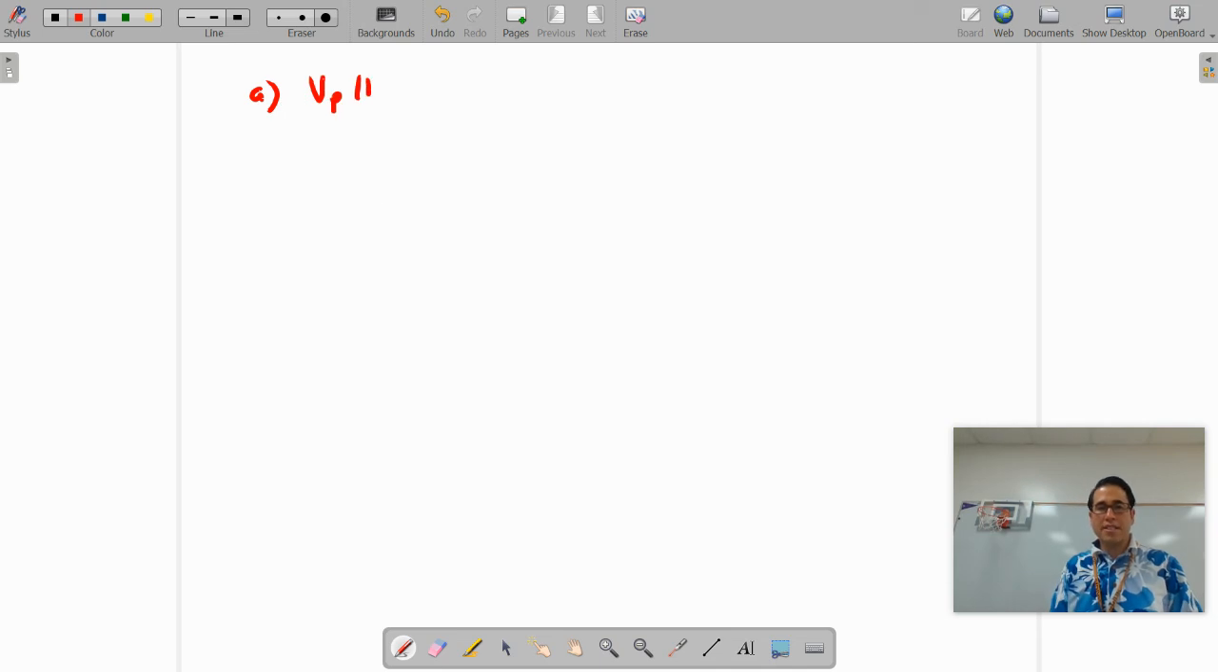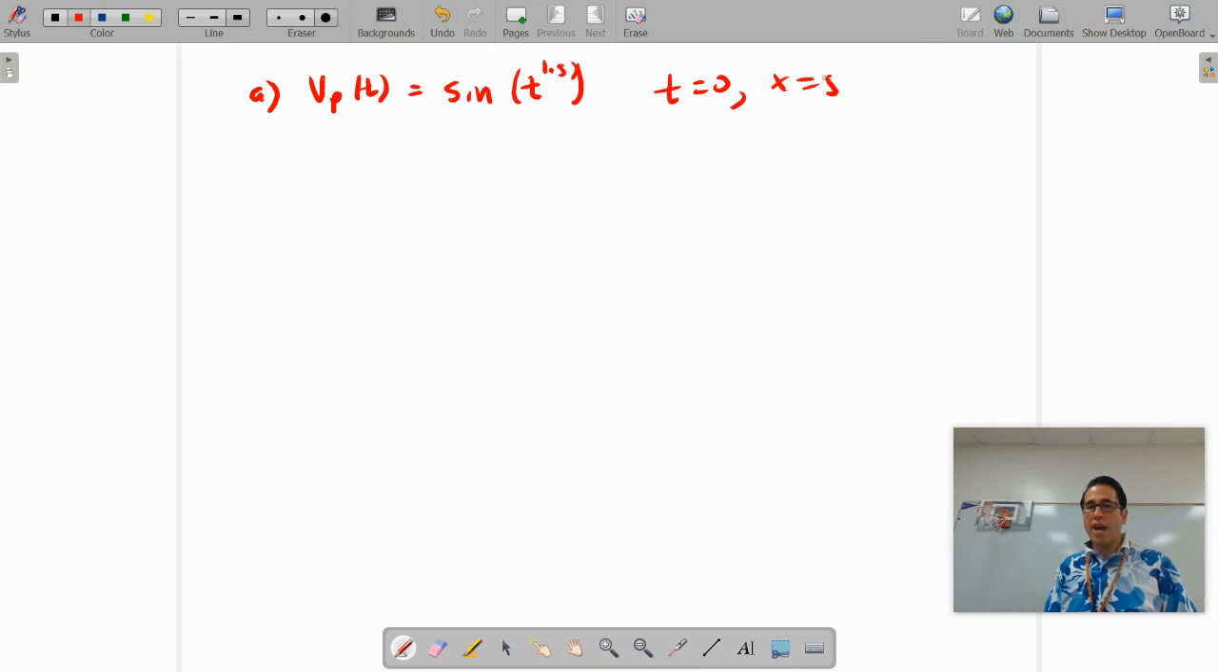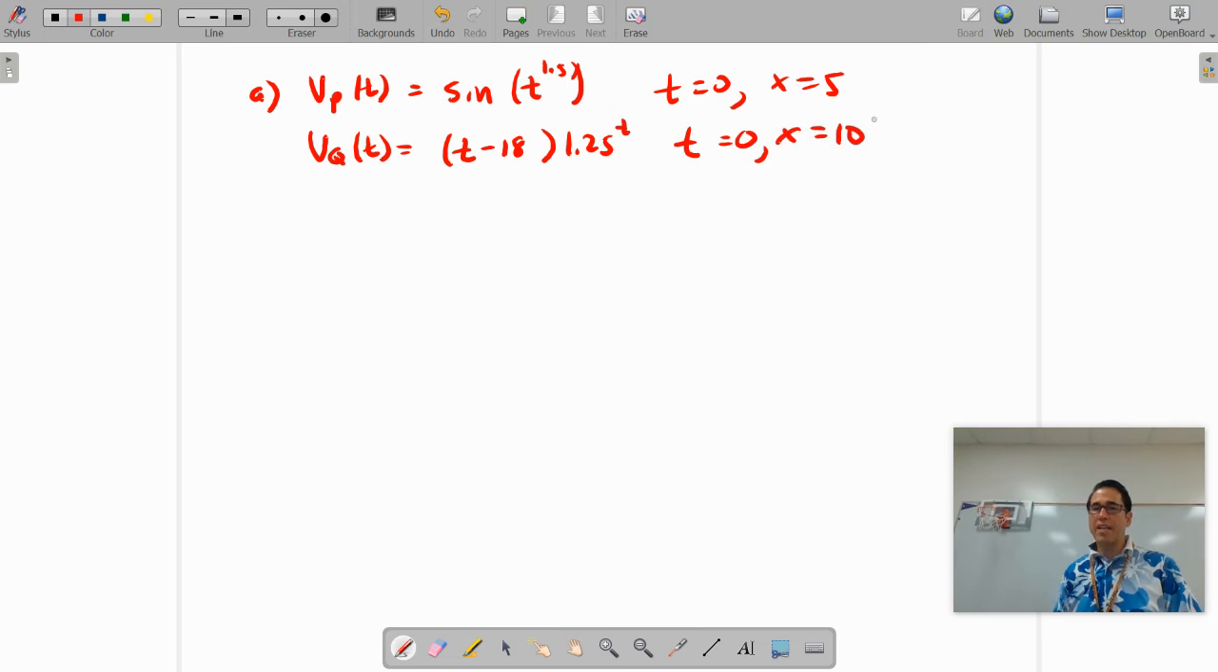So we've got this velocity guy right here, which is sine of t to the 1.5 power. And they give us an initial condition that at time t equals 0, x is equal to 5. And then they introduce a Q right away. Sometimes they introduce Q later, but how about that? We get to work with this guy right away. And that's just t minus 18, 1.25 to the t power. So hopefully when you were taking this test, you just plug this stuff in your calculator ASAP.